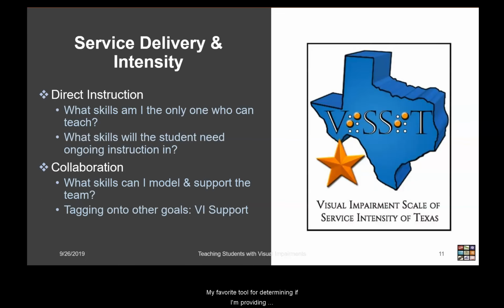My favorite tool for determining if I'm providing the right amount of service is the Texas School for the Blind's Visual Impairment Scale of Service Intensity, pictured here. Of all the tools I've used, I think this one captures the student's need for direct service and consultation the best. The developers of the VISSI also recommend that you reflect on those skills that you are the only one who can teach. Consider which skills the student will need ongoing instruction in and what skills will prepare the student for the next transition.